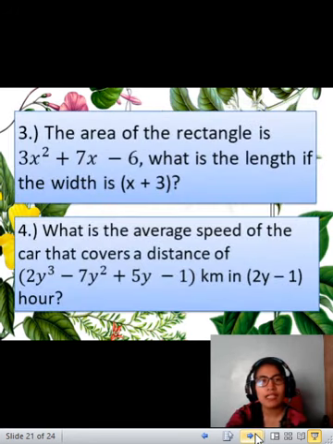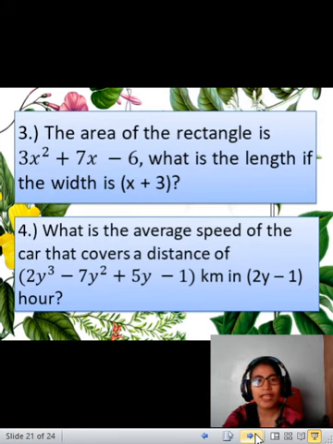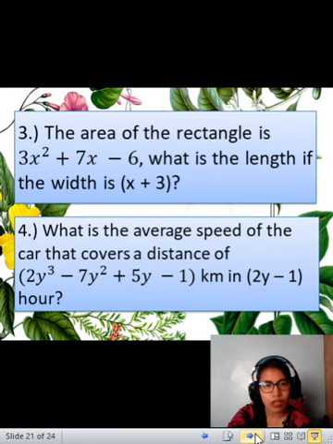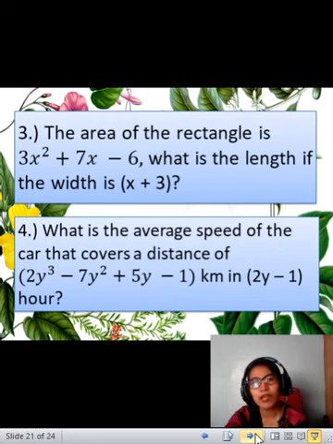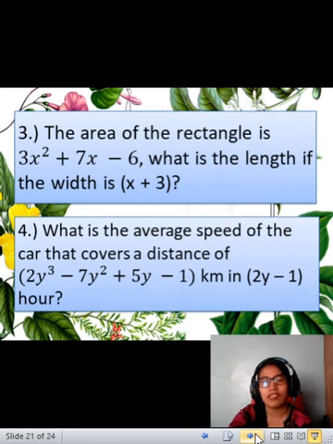Next, number 3, the area of the rectangle is 3x squared plus 7x minus 6. What is the length if the width is x plus 3? So the given now is the area together with the width, and the question is for the length. So, in number 3, you just need to divide 3x squared plus 7x minus 6 by x plus 3.